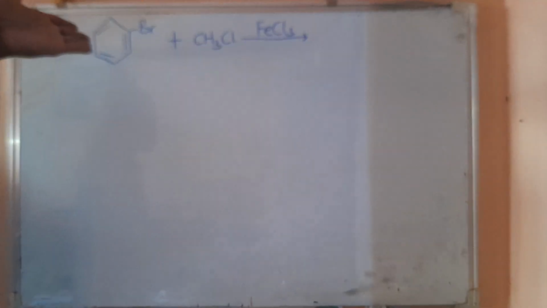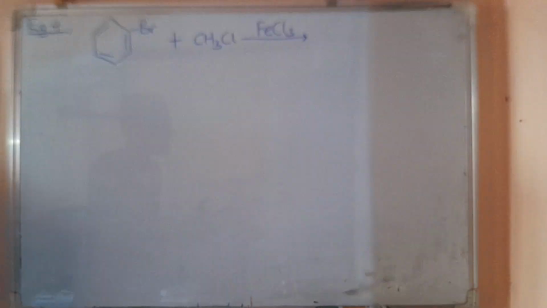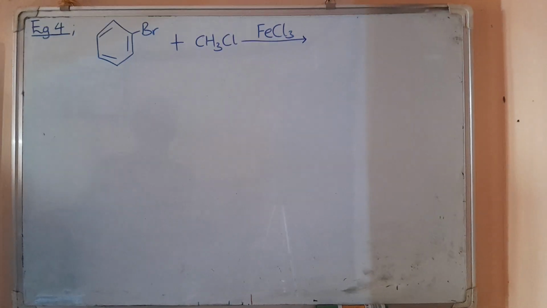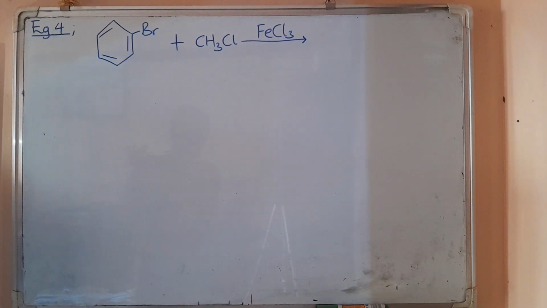Example 4, I have bromobenzene. Now, some of you are going to forget that we are studying benzene and its derivatives. So this is a derivative of benzene, so long as it has a benzene ring. So reactions that are undergone by benzene can as well be undergone by derivatives of benzene, like this one, bromobenzene.